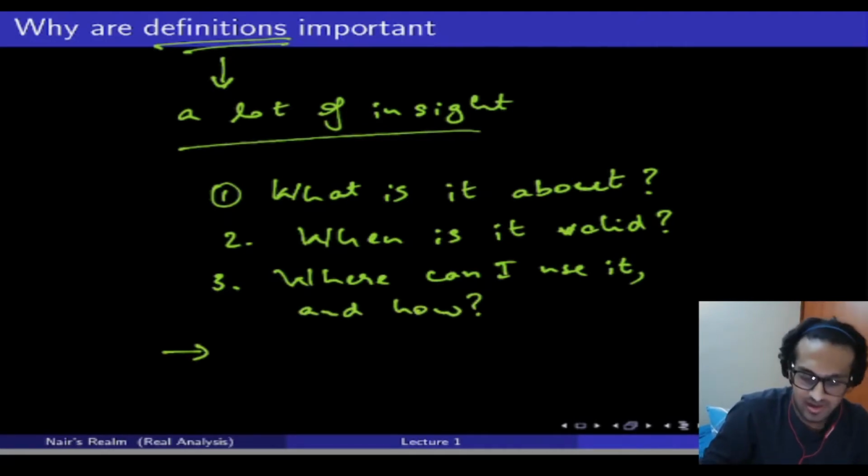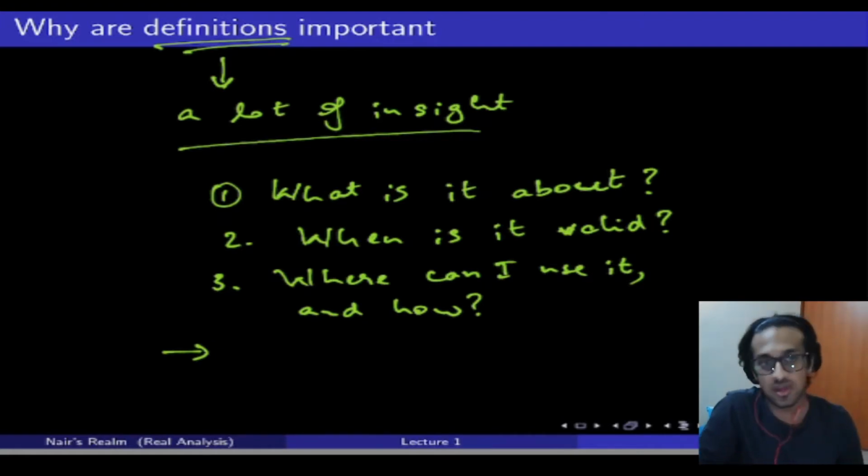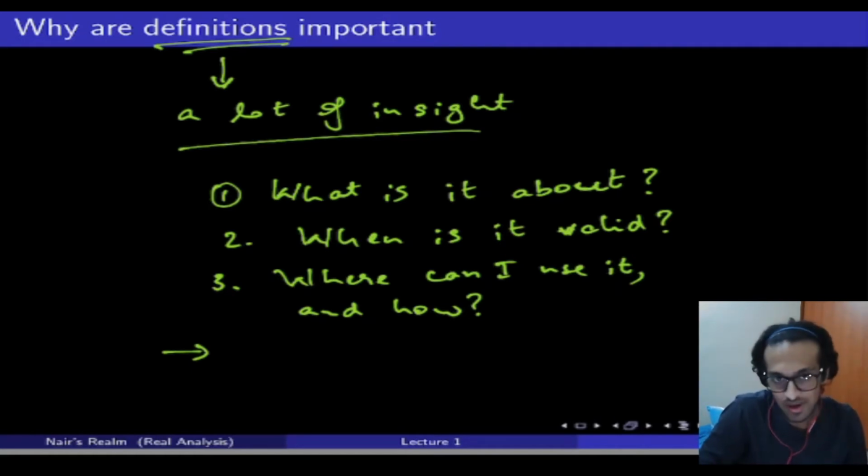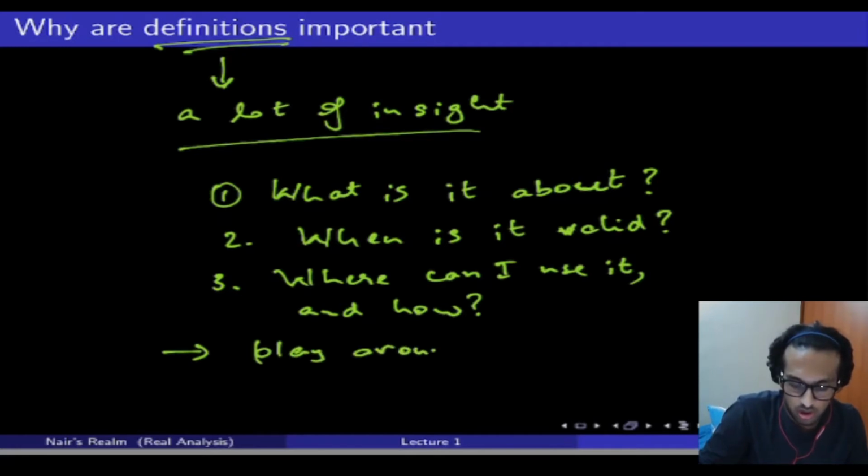And always make your own examples and use your own examples to understand what a definition really means. So the last thing I'd say is play around with examples.